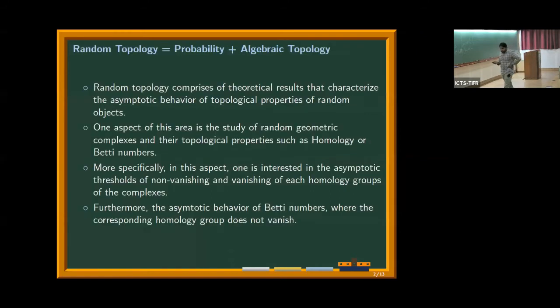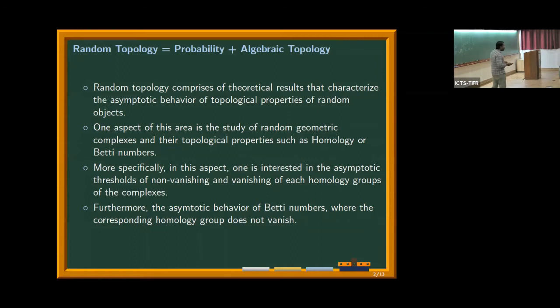There is an emerging research area known as random topology. It comprises theoretical results. So this random topology can be thought of as a collection of all theoretical results that characterize the asymptotic behavior of topological properties of random objects.